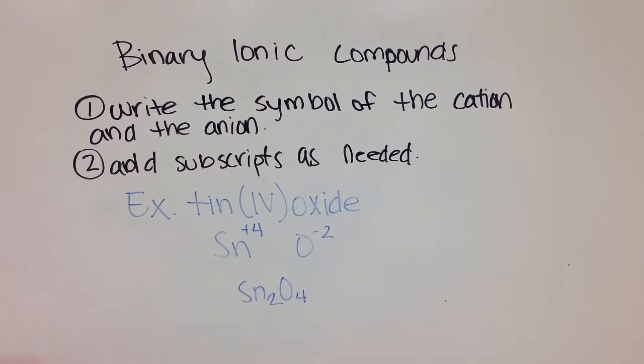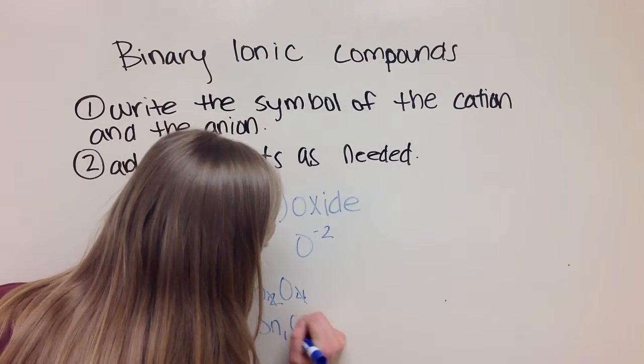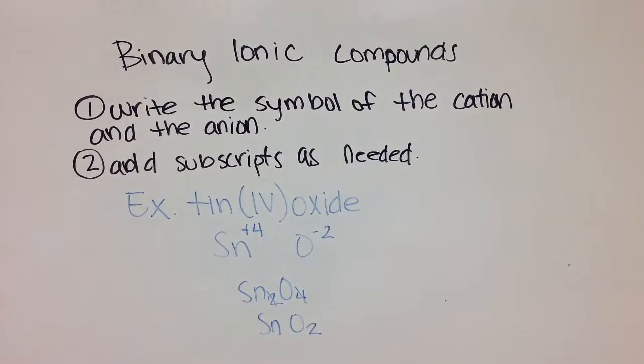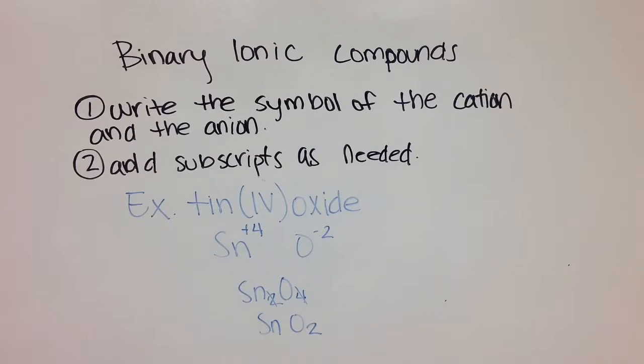But these can both be reduced since they're both factors of 2. So we can reduce these and get Sn1O2, which can just be written as SnO2. Another way to think about this is for every 1 Sn, we need 2 O's to balance the charges. So now we have a plus 4 charge here and a minus 4 charge here, meaning that our charges are balanced.